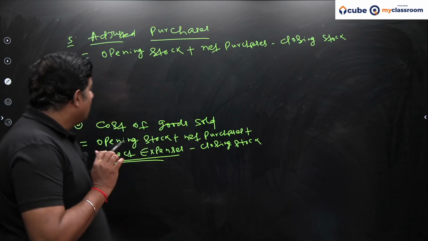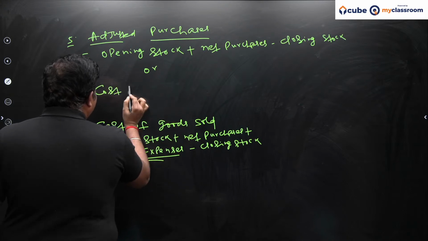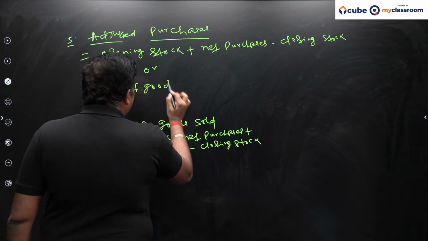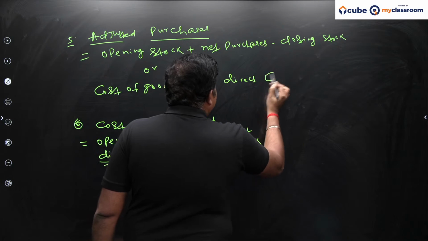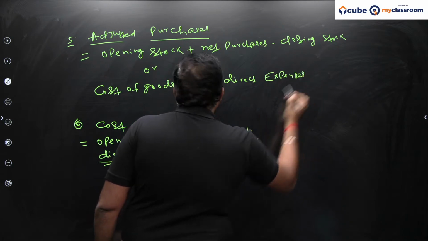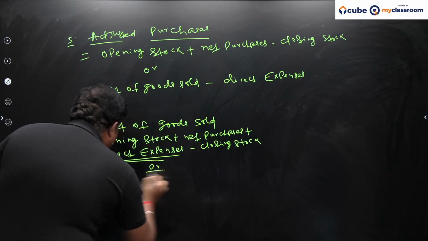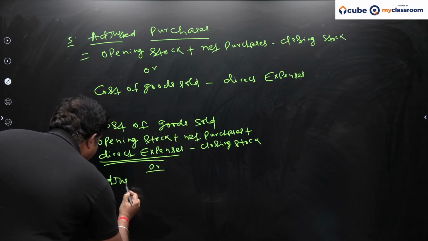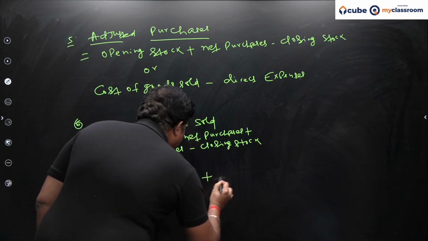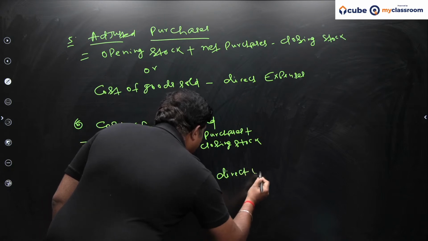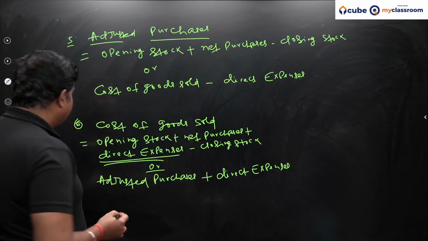Now with the help of this formula, can I say that if the cost of goods sold is given in the question, then cost of goods sold minus direct expenses would be your adjusted purchases, right? Or can I say adjusted purchases plus direct expenses would be equal to your cost of goods sold.